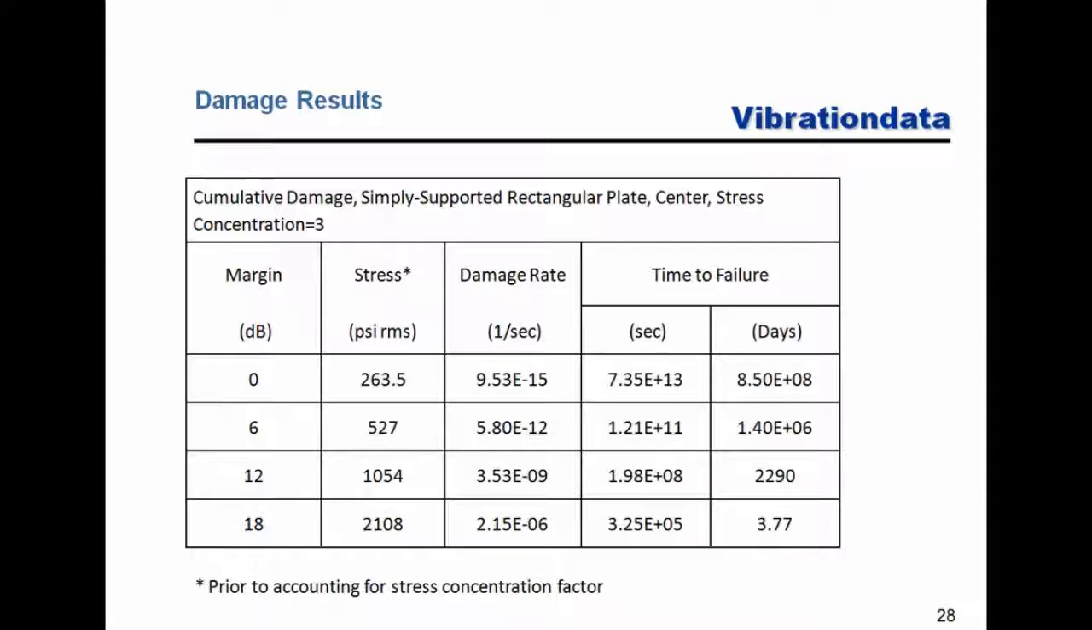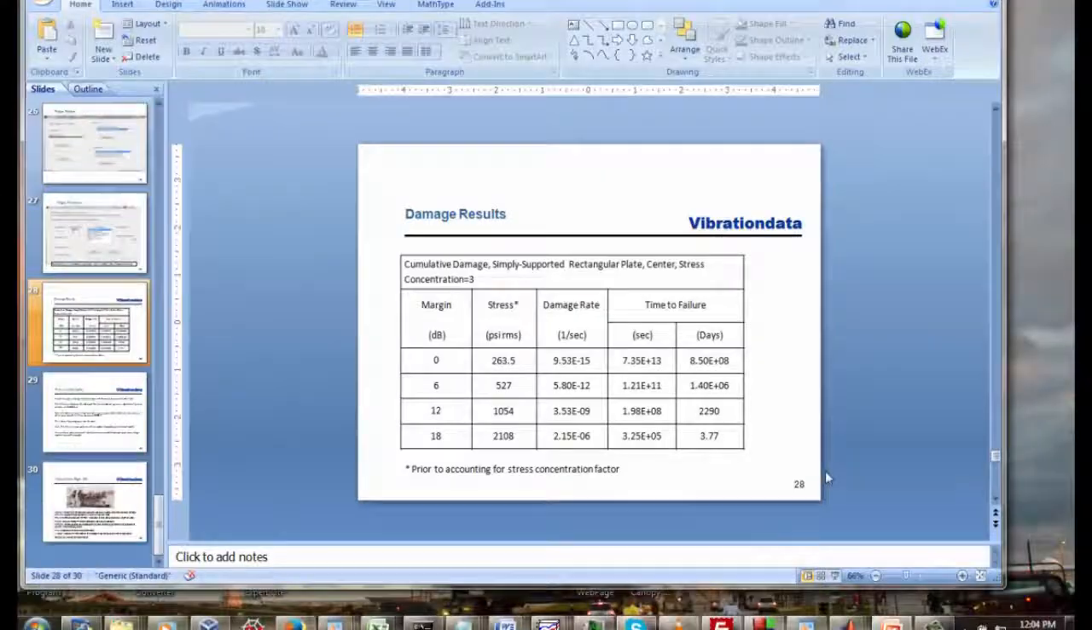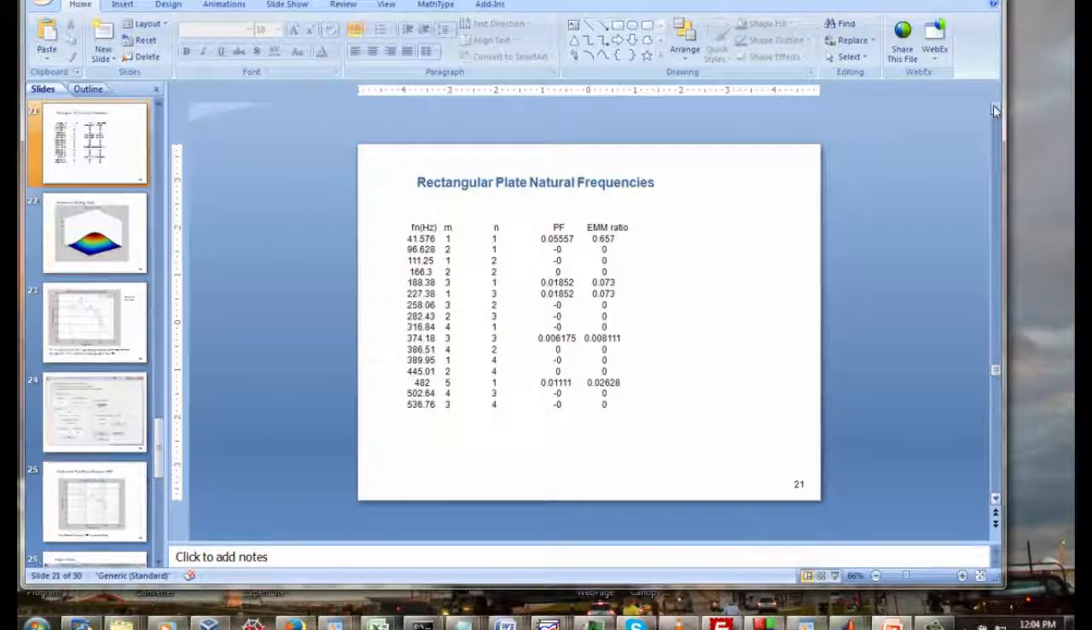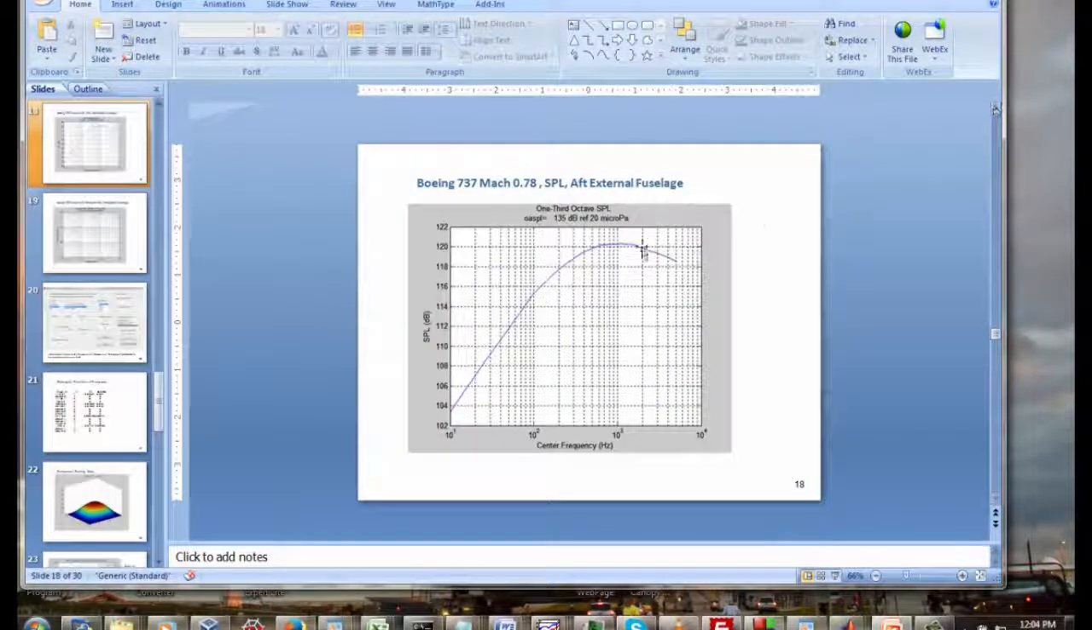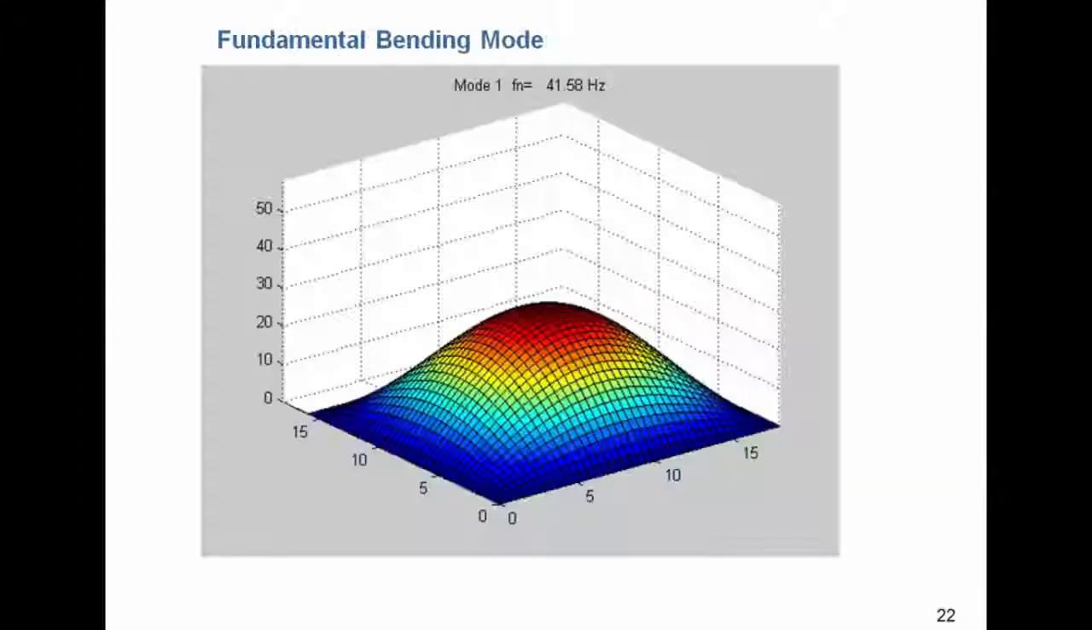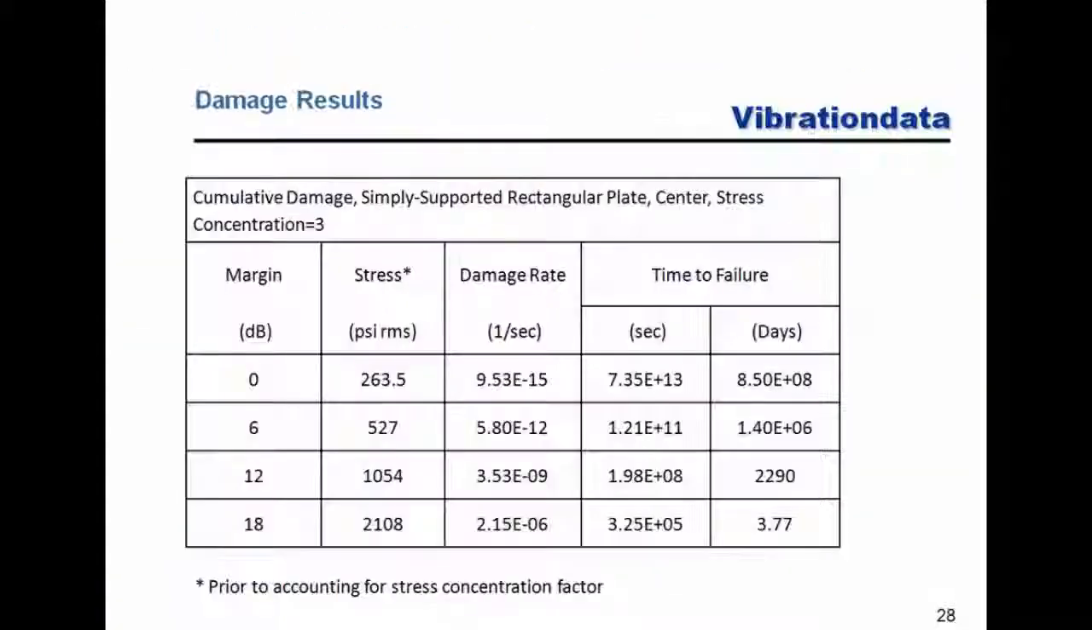So let's see, what was our overall sound pressure level for the 737? It was 135 dB. So if we go up by an 18 dB increase, then that would be 153 dB. If we have that level raised to 153 dB, then our failure occurs in 3.77 days, which would be a bad thing for an aircraft.